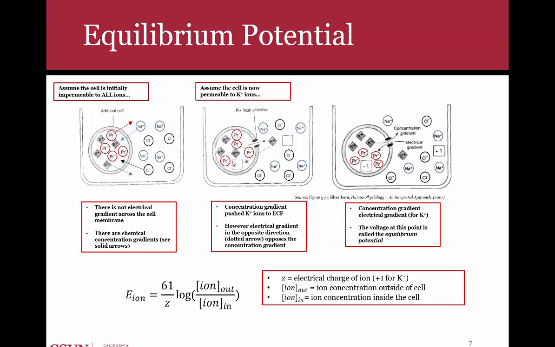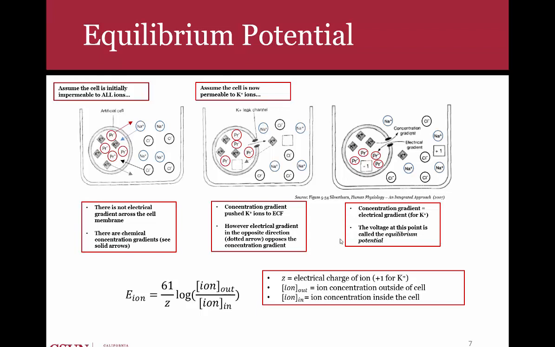So there's going to be some point where the concentration gradient is going to equal the electrical gradient for potassium. And at that point, there's going to be a voltage difference across the cell membrane that is solely contributed by just the potassium. So we're still ignoring PR minus, Na plus, Cl minus. So we're going to call that the equilibrium potential of potassium, right? So that's going to be a voltage that is associated with just potassium.